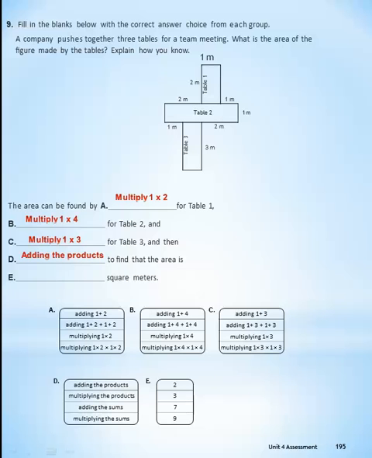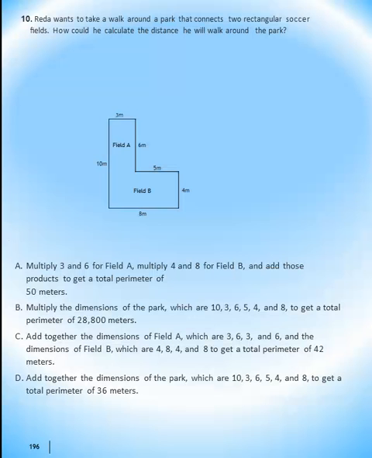The product is the answer of multiplication from this and this and this. So here it will be 2, and here 4, and here 3. 2 plus 4 plus 3, it will be 9 meter square.